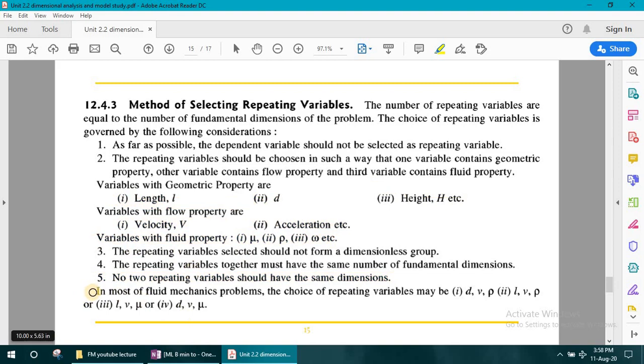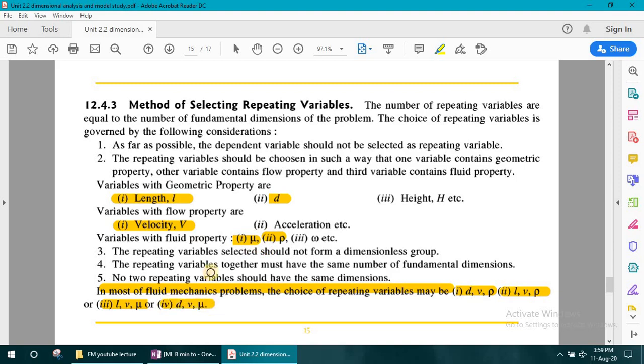Then here they have given some examples. In most fluid mechanics problems, the choices of repeating variables are, if you select the first choice as length, the second as velocity, and the third as rho, then the first combination is L, V, rho. If diameter is given, you can take diameter, velocity and rho. Third choice may be length, velocity and viscosity, if viscosity is given. And the last option is diameter, velocity and viscosity.